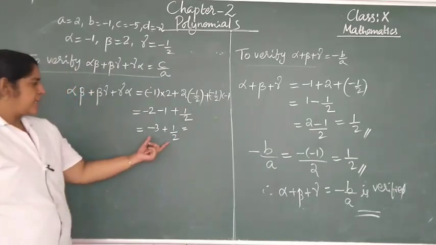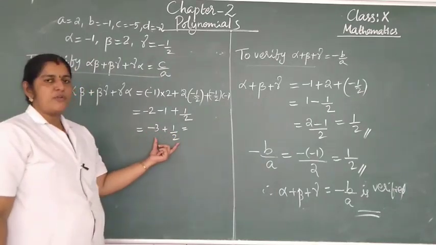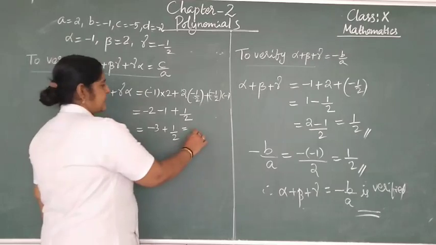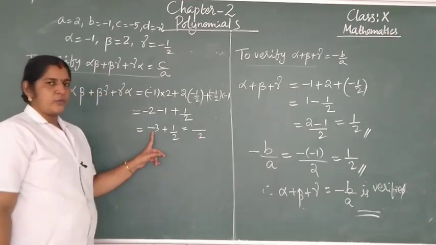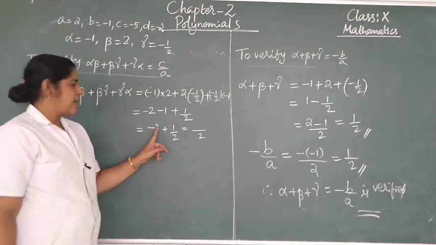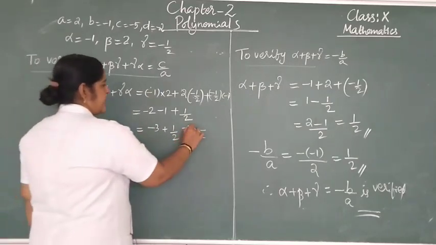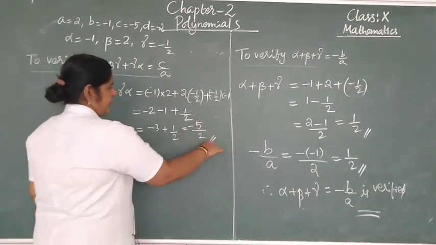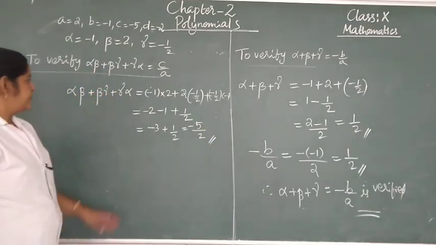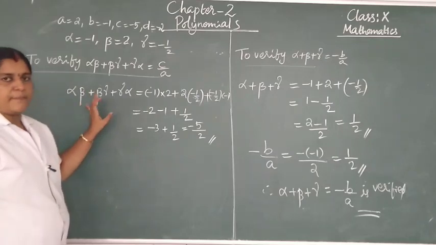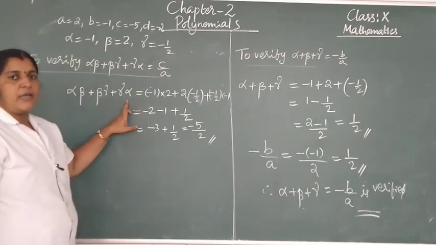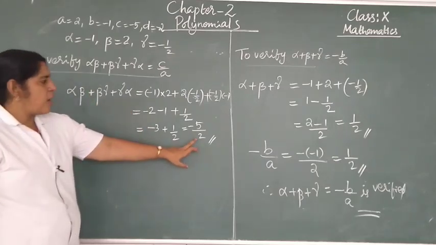Okay. Now, fraction and a number, we need to find out the LCM. Here LCM is 2, and minus 3 multiplied by 2 is minus 6, plus 1, that is minus 5 by 2. Okay. So we got, this is actually the sum of the product of the zeros taken 2 at a time, that we got minus 5 by 2.